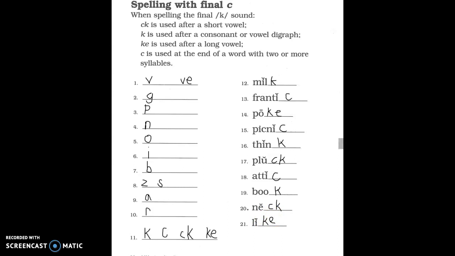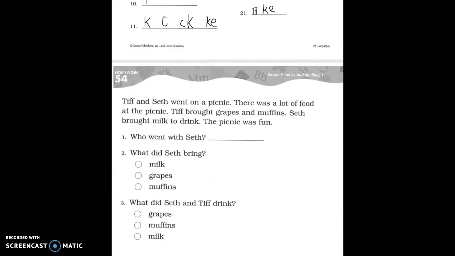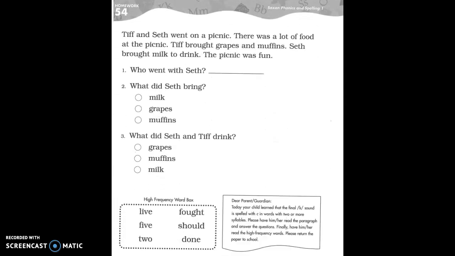If you need more time to complete this side, pause the video. Read with me or follow along. Tiff and Seth went on a picnic. There was a lot of food at the picnic. Tiff brought grapes and muffins. Seth brought milk to drink. The picnic was fun.